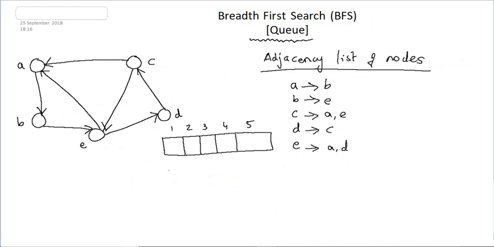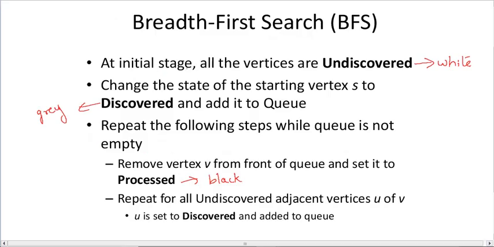Now, let us proceed. Since it is a Q, you know the front and the rear. Initially, front and rear are null. Front I would like to represent with F. F is null and rear is also null. At step 1, all the vertices are undiscovered, they are white. And I have to change the starting vertex S to discovered and add it to Q. So I have to change the color of the starting vertex.